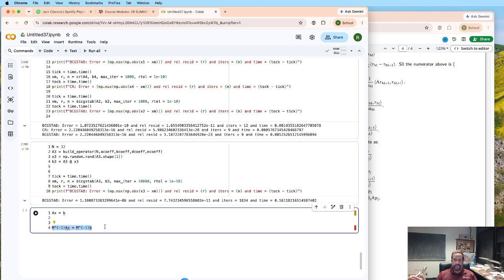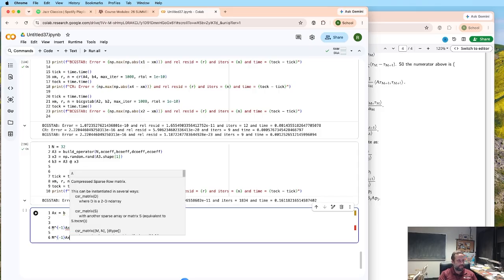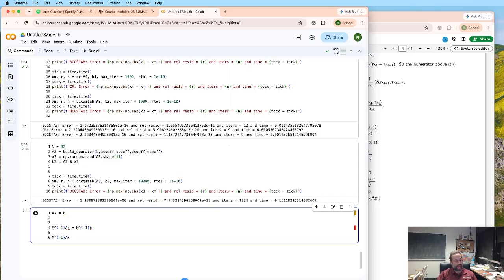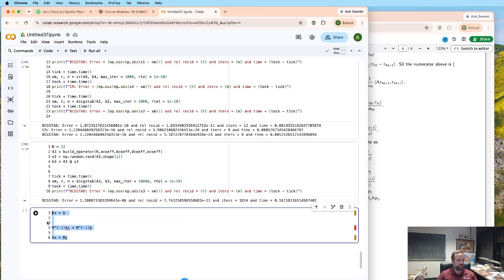Well, again, M inverse needs to approximate the inverse of A, and we need to be able to compute things like M inverse Ax. Typically, what we're going to do is compute Ax and then solve this system here for y. So we'll know Ax, we'll know M, and then we'll solve this system.